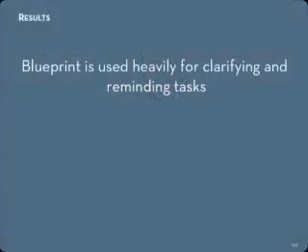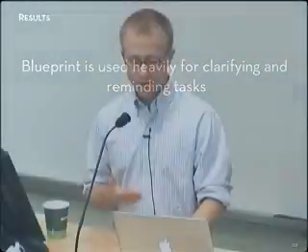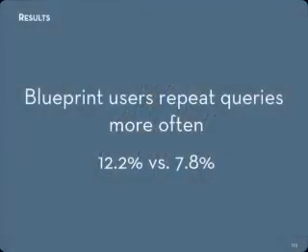So following these intuitions, we believe that refinding content would be substantially more frequent with Blueprint than with community help. Because it's being used for these reminding, clarifying, and repeat tasks. Indeed, we found this hypothesis to be true as well. 12.2% of the sessions from high-frequency users of Blueprint, again, we only looked at people that had used it a substantial amount of time, as with community help, contained queries that were identical to a query from a prior session, compared to only 7.8% of queries from community help.